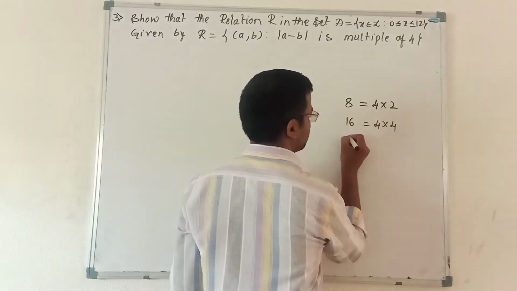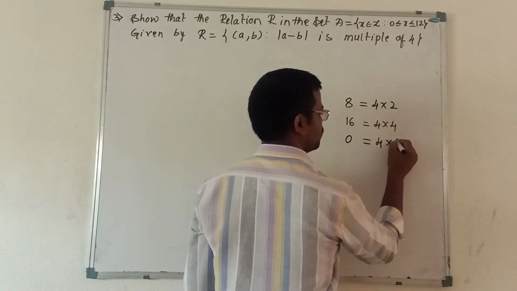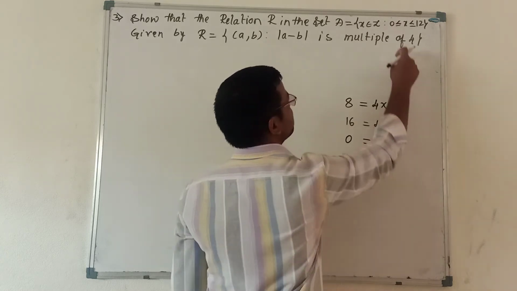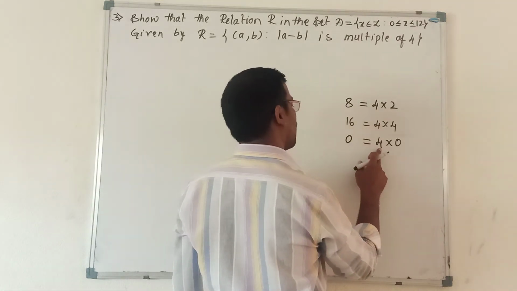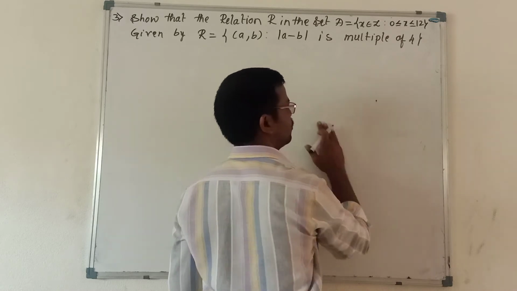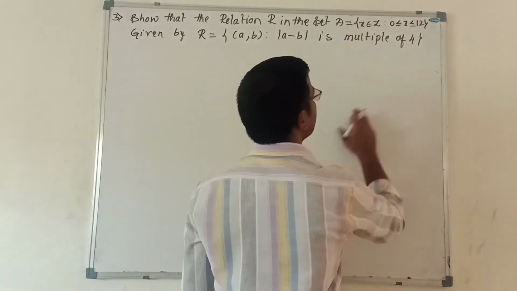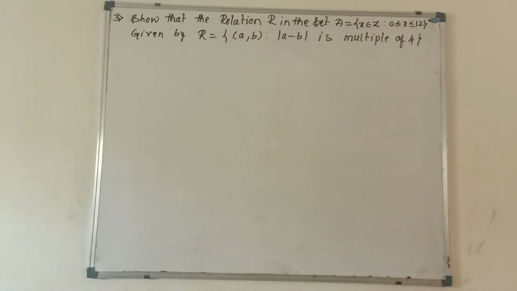Similarly, we observe that 0 is also a multiple of 4, 4 into 0, where 0 is an integer in the given set. So 0 is also a multiple of 4. We should know that 0 is also a multiple of 4. So using that concept, we are going to prove that the given relation is an equivalence relation.